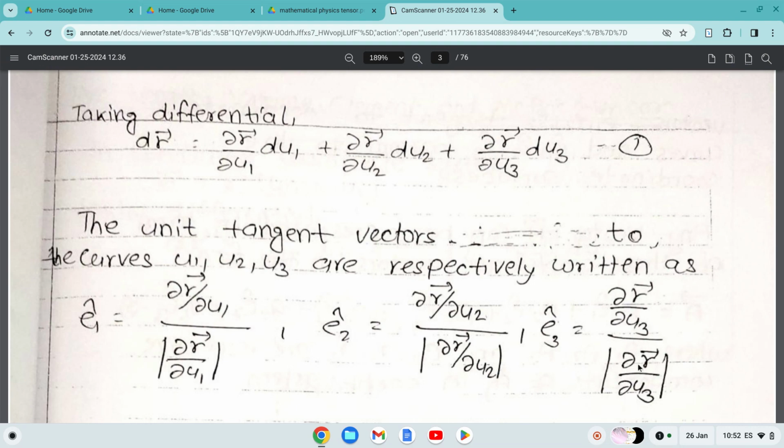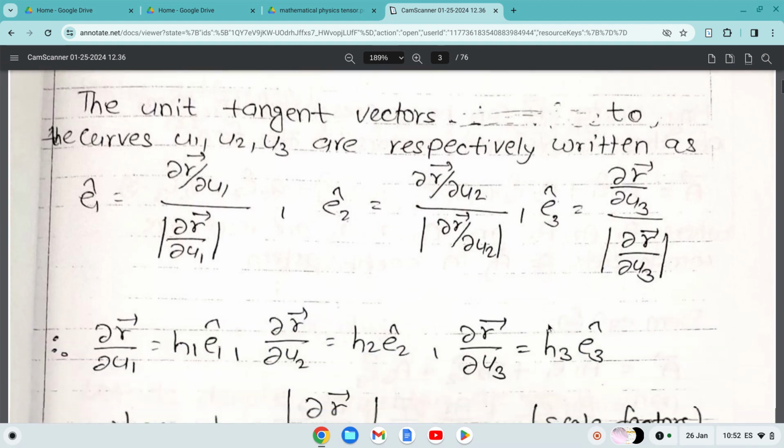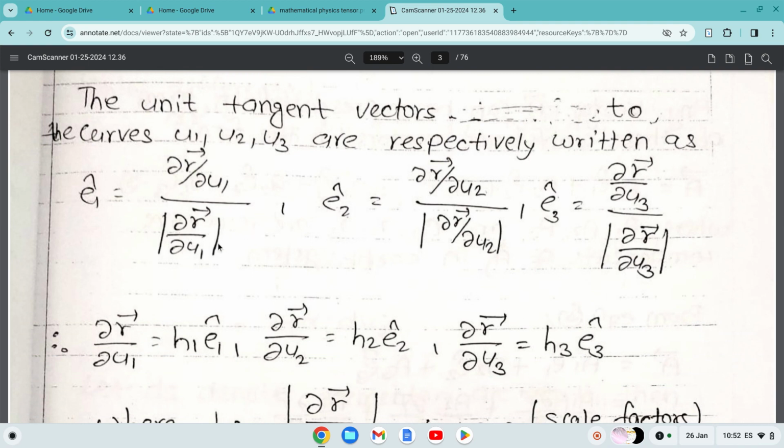You can get the unit vector of each one by dividing by their magnitude. If the vector is divided by its magnitude, it would be the unit tangent. We already know this. And if we try to cross multiply it, we get h1, the magnitude of dr by du. Suppose you take h1, then h1 e1 equals dr by du.